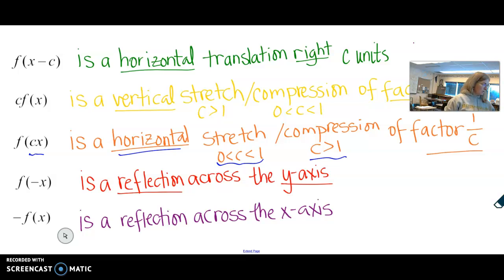Okay, so that is, I'm going to stop here, and in the next video I'll go over some examples of how this works for just any kind of function in general.